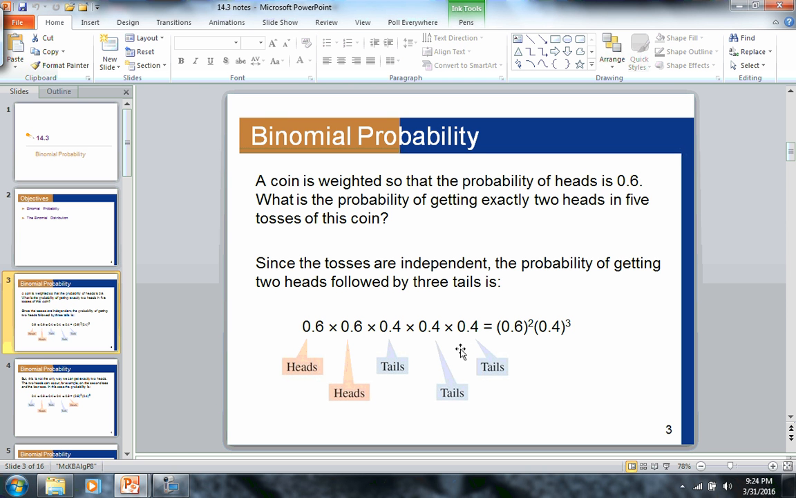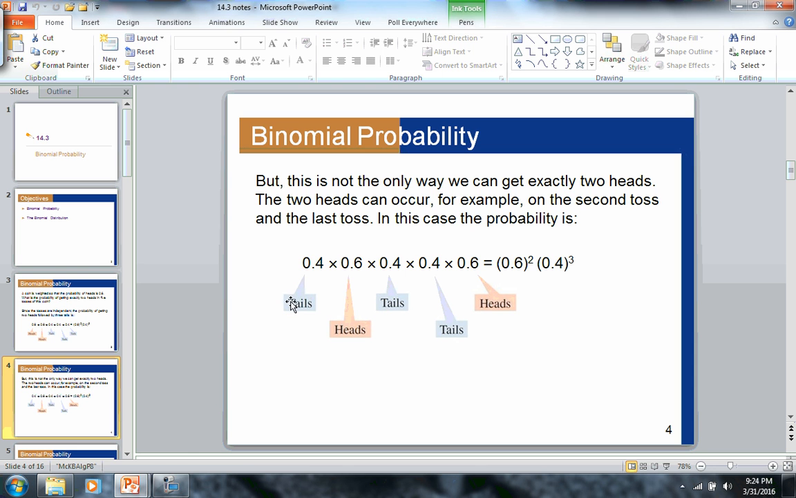Okay, so if we want to get 2 out of the 5 to be heads, we could have the first 2 be heads and the last 3 be tails. And so there you've got the 0.6 to the second and the 0.4 to the third. But really the heads and the tails could be in any order. They don't have to be in this order. They just have to somehow get a total of 2 heads and a total of 3 tails.